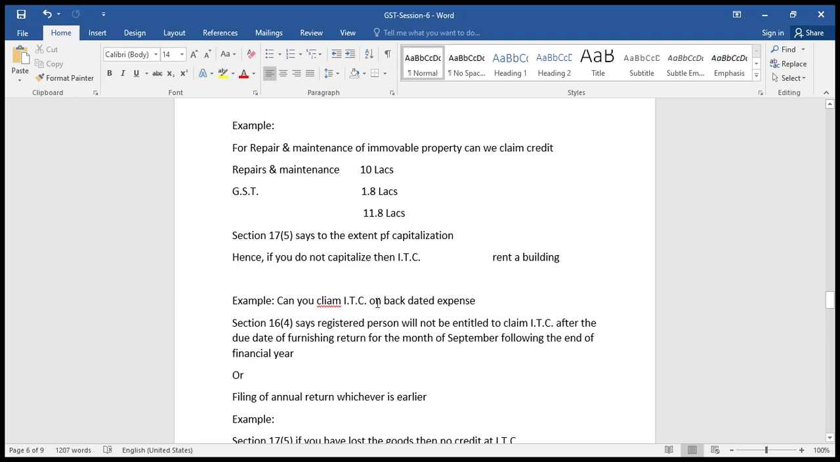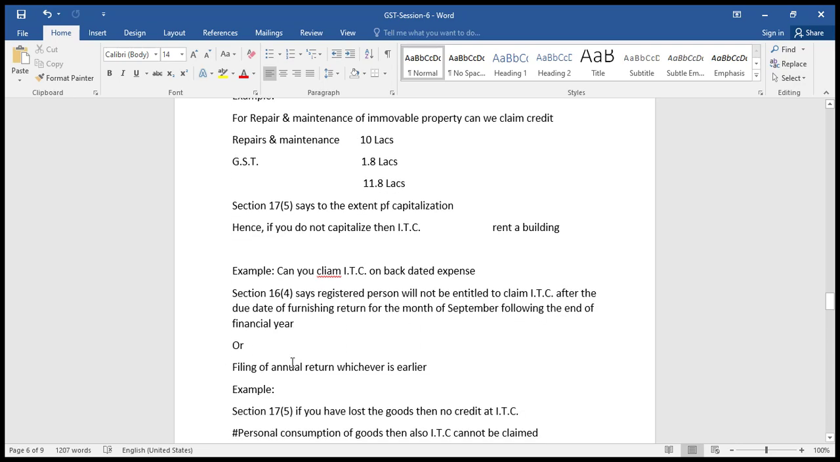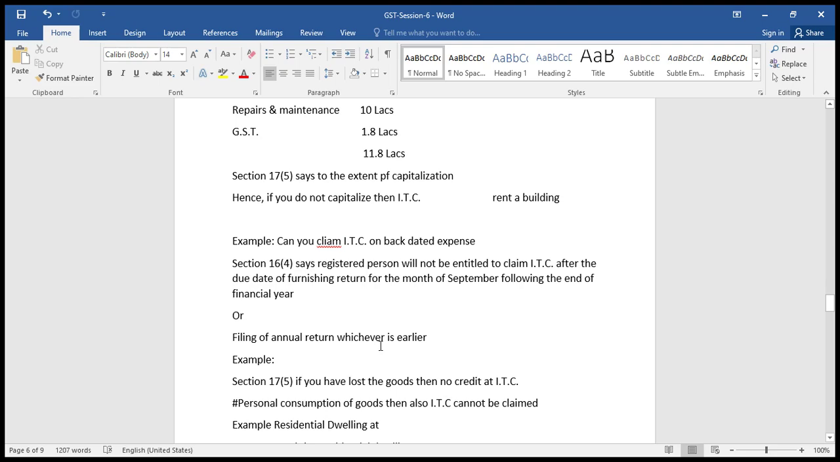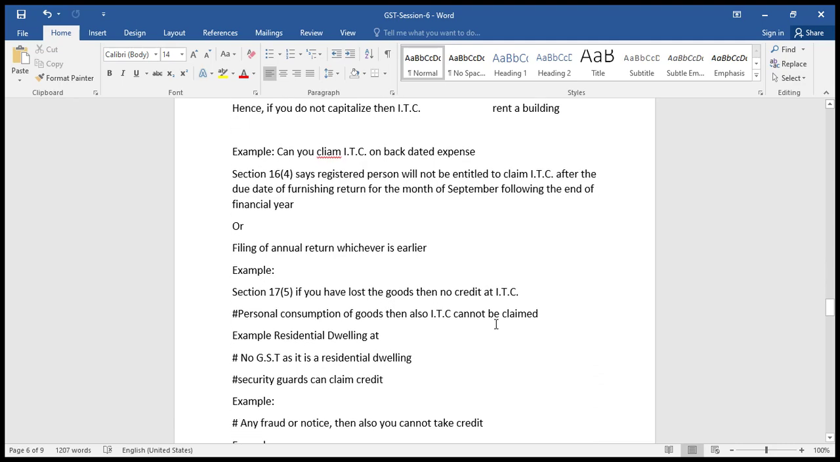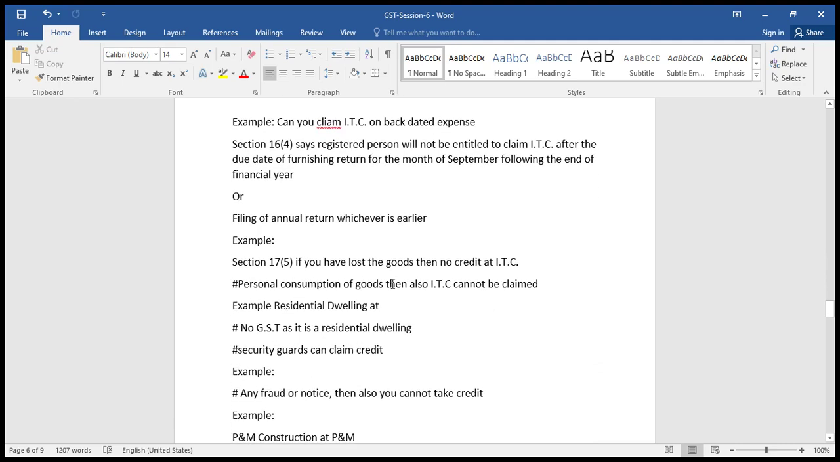Can you claim ITC on backdated expense? Section 16(4) says a registered person would not be entitled to claim ITC after the due date of furnishing the return for the month of September following the end of the financial year or filing of the annual return, whichever is earlier. Section 17(5): if you have lost the goods, then no ITC. Personal consumption of goods, then also ITC cannot be claimed.